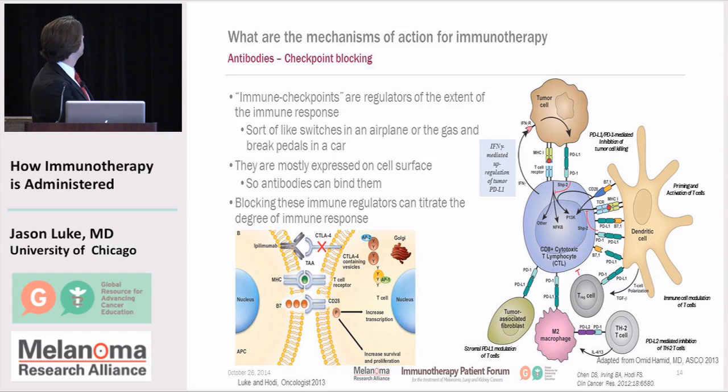And that's sort of figured here. This is an immune cell interacting with an antigen-presenting cell, usually a dendritic cell, getting activated. But after it's activated, it expresses this molecule called CTLA-4, which the drug ipilimumab then blocks, allowing the cell to stay active.